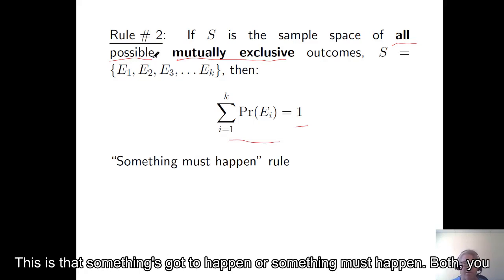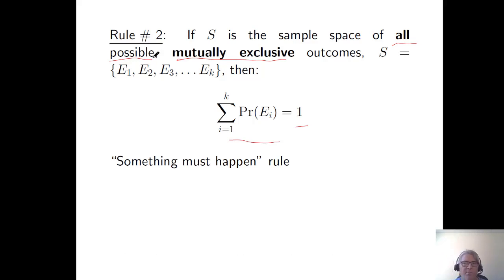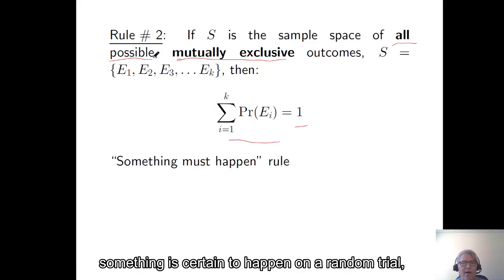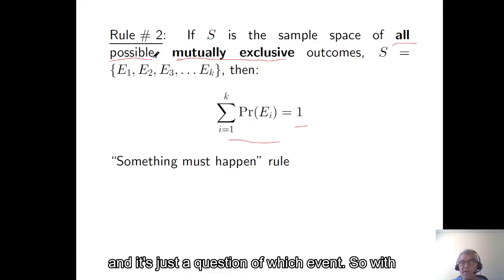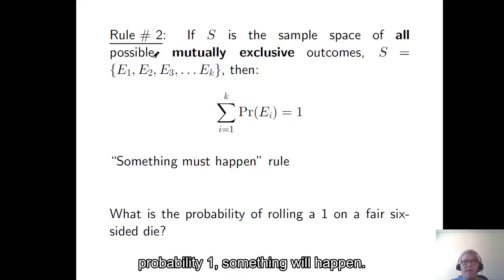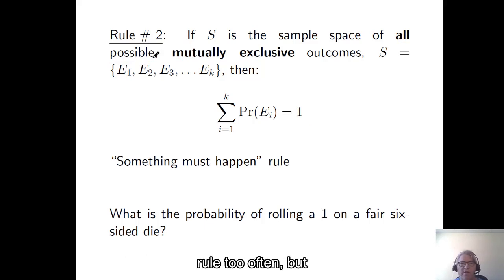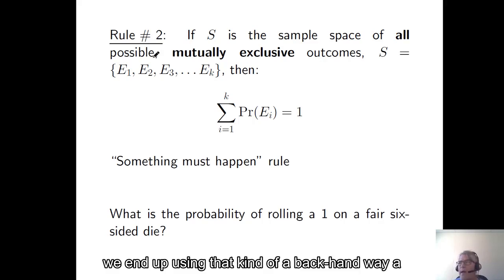And I think of this as: something's got to happen, something must happen. The bookkeeping of probabilities has got to add up so that something is certain to happen on a random trial. It's just a question of which event. So with probability 1, something will happen. It may seem like we wouldn't use this rule too often, but we end up using it in a backhand way a lot.